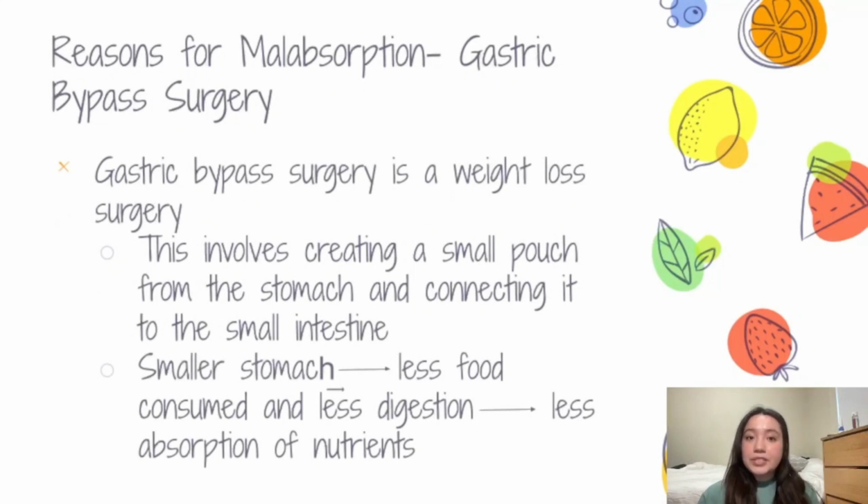So gastric bypass surgery is a weight loss surgery, which involves creating a small pouch from the stomach and connecting it to the small intestine. So it's kind of like rerouting a little bit, changing the natural course of digestion and absorption. And here it's a smaller stomach, which means less food consumed and less digestion, which means less absorption of nutrients, which includes vitamin B12.